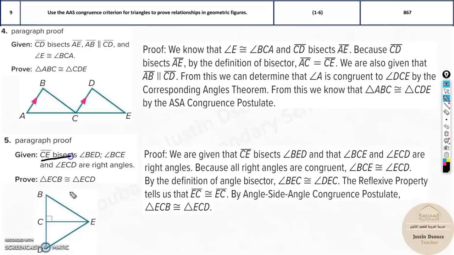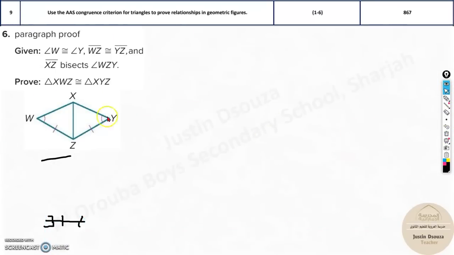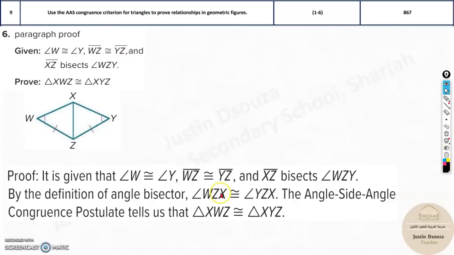Over here, they have mentioned CE bisects. Okay, when CE bisects, these both are equal. If this is 90 degrees, this is also 90 degrees, and this is a common side, so this is equal. So angle, side, angle. Very simple and straightforward. Please do solve them by yourself and then refer to the answers. Same way, try this by yourselves and then look for the answers over here. All the answers are given.